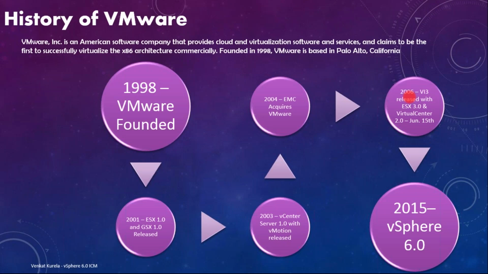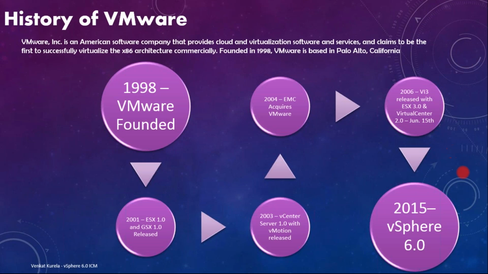In the year of 2006, like I said, VI3 was released. Like how we say Microsoft Office is not a single product, but it is a collection of softwares, VI3 is not a single software, but it is a name given to a collection of softwares. That VI3 includes your ESX server, your vCenter, your update manager, vSphere client, and a couple of other softwares.